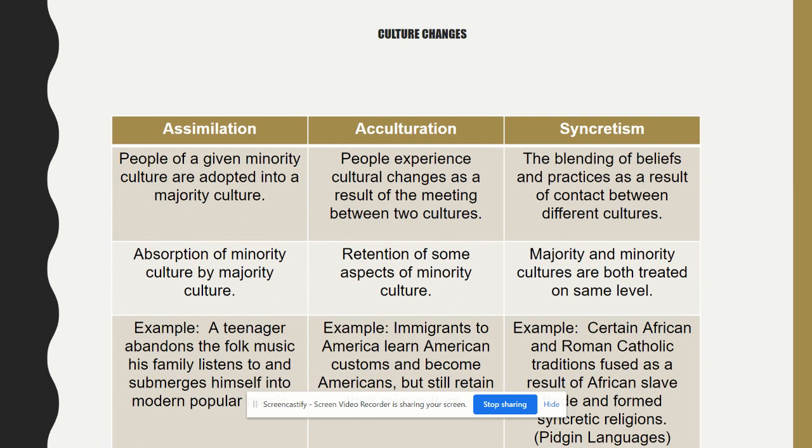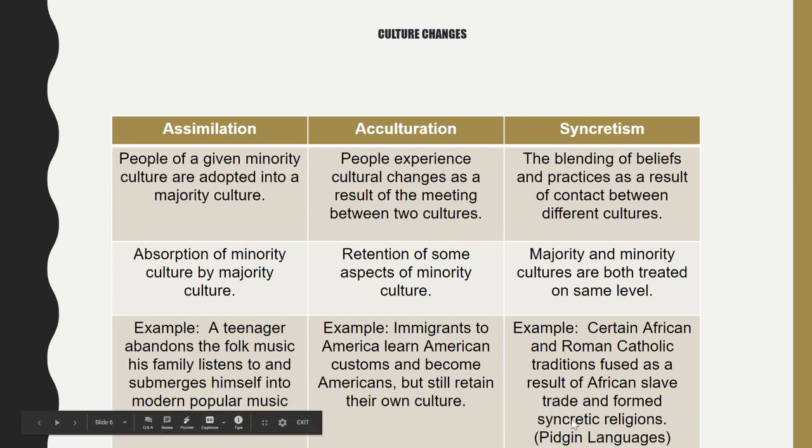The last slide we're going to cover is basically how cultures change as new elements of culture diffuse to them. These are three terms that you need to know: assimilation, acculturation, and syncretism. Assimilation is when people of a given minority culture are adopted into the majority culture. Acculturation is when people experience cultural changes as a result of meeting between two cultures. So they're associated more with the retention of some aspects of minority culture, or cultures being practiced side by side in some ways. And syncretism is the blending of beliefs and practices between different cultures, the creation of something new. Within this, I always think of things like pidgin languages or more hybrid religions that might exist as examples of syncretic culture.